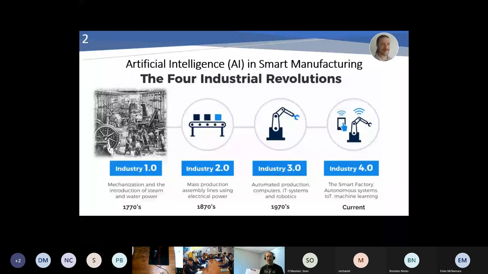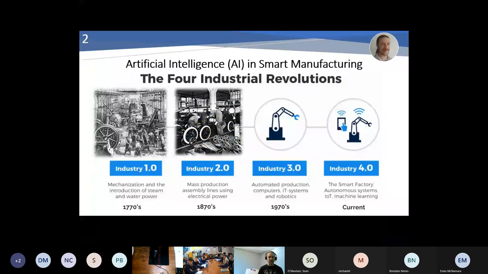Following from that, we moved into Industry 2.0 around the 1870s, about 100 years later, when we ended up with mass production assembly lines using electrical power systems and stuff like that. One of the bigger examples I use of this is Henry Ford and the conveyor system for the assembly line for producing Ford motor vehicles.